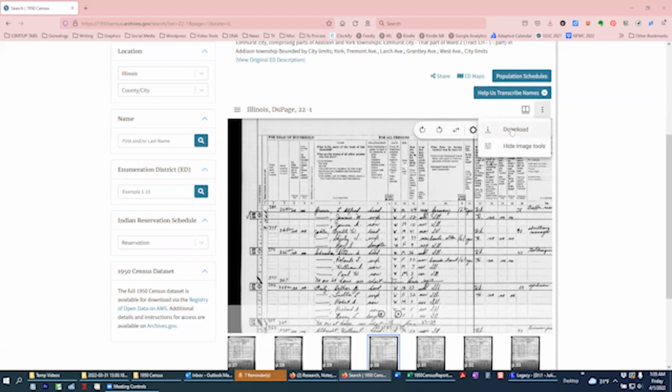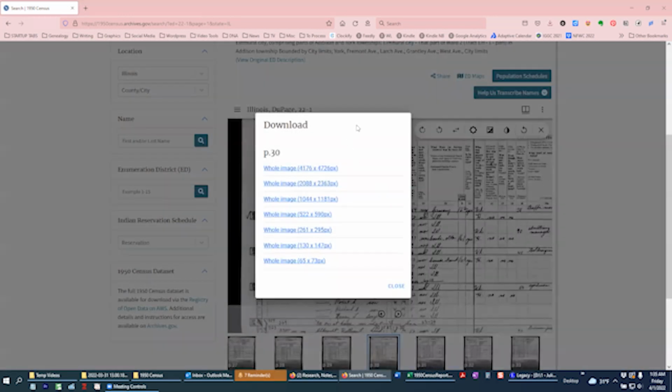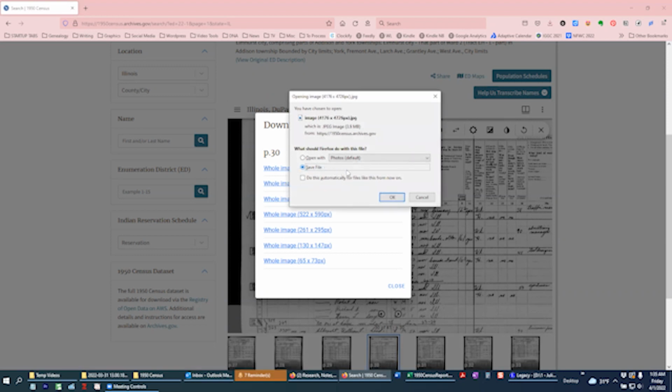And then up here under this little dot menu, if you click on that, this is where you can download the image. So I'm going to click on that, and I'm on page 30, which I don't really want, but you can choose the size. And if you're a genealogist, you're going to want to pick this biggest size. You want the best quality image. So I would just go with this top one. When you click on it, it may automatically download and save to your downloads folder. I personally like to have the choice of where it goes, so I can save it wherever I want it to save.